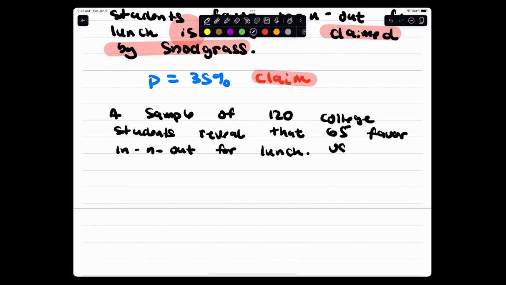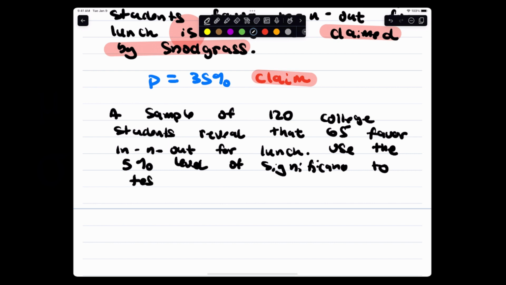So they're going to say, now use the 5% level of significance to test this claim.